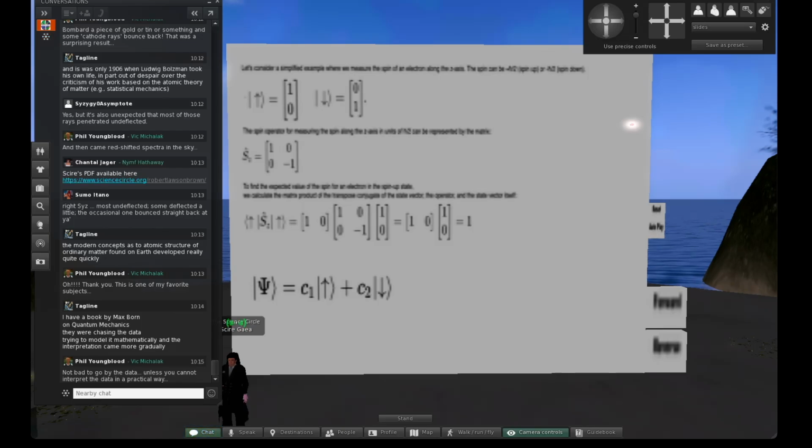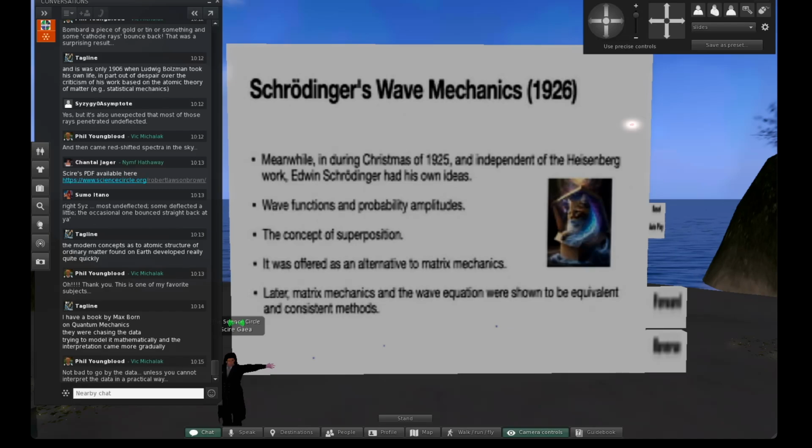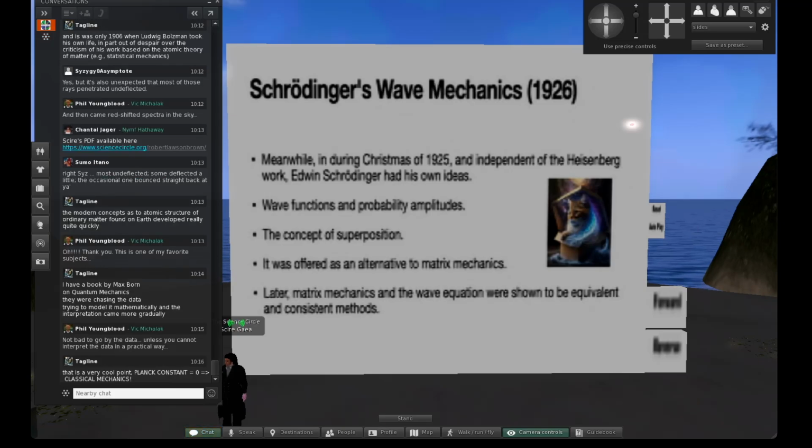See, this is a quick diagram of how the Dirac bracket notation worked, but I won't go through that. Let's talk next about the Schrodinger wave mechanics. Now, this was independent of the other work in the Christmas of 1925 and published in '26.